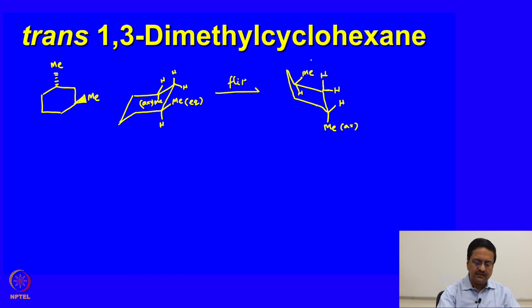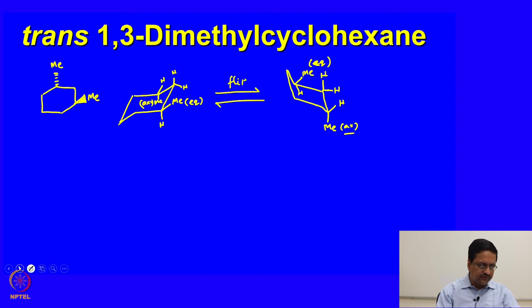So what happens is now here we have a situation where one is axial and the other one is equatorial, and on flipping the equatorial becomes axial and axial becomes equatorial, which means both the conformations are of same energy and they coexist in the equilibrium. So I would leave this for you to draw the Newman projection and understand yourself how that is possible.